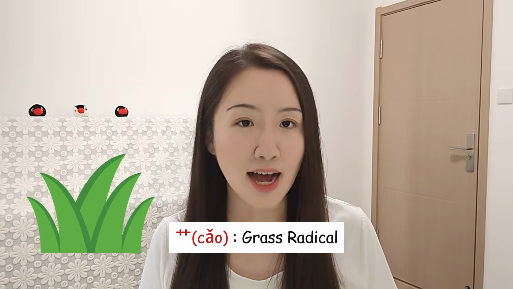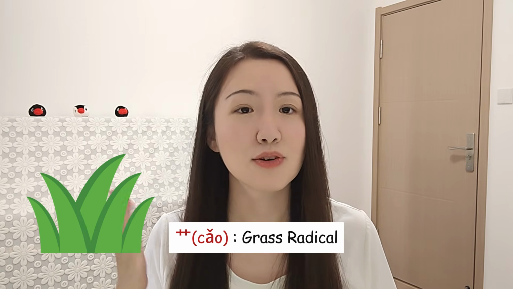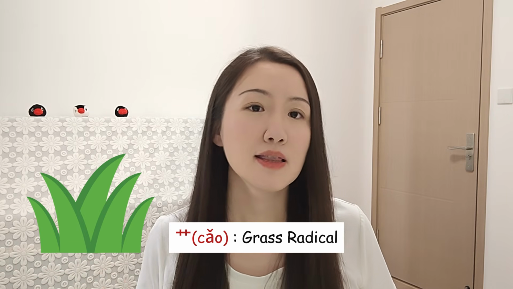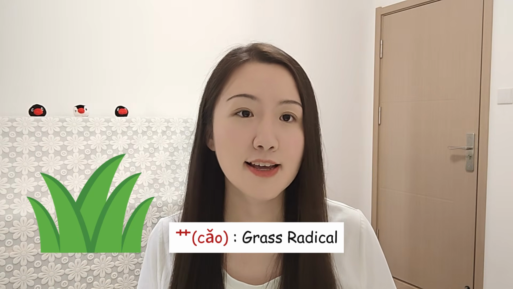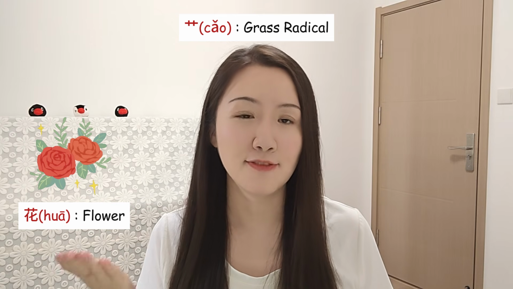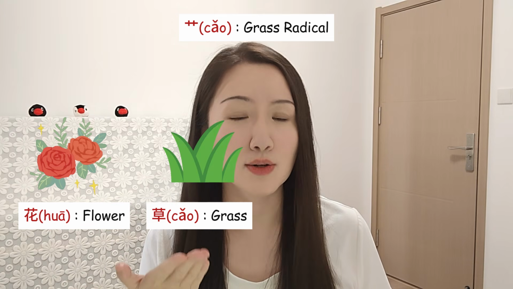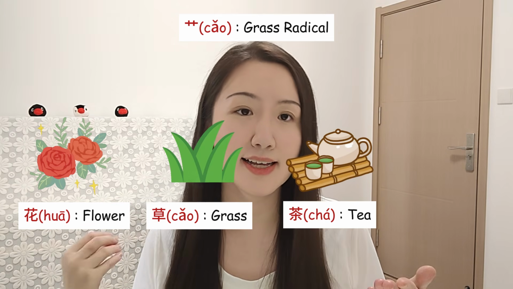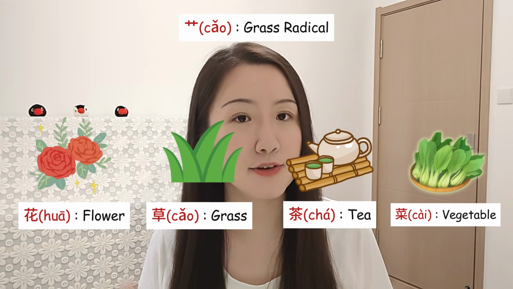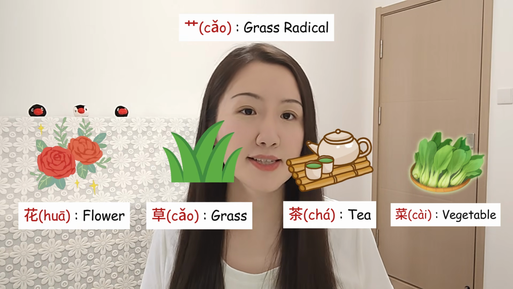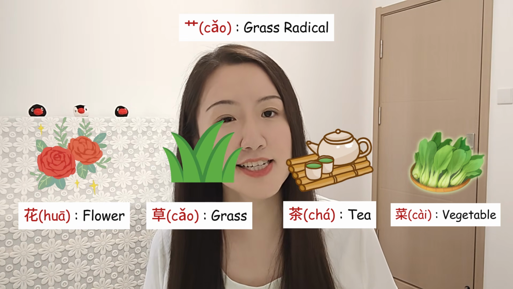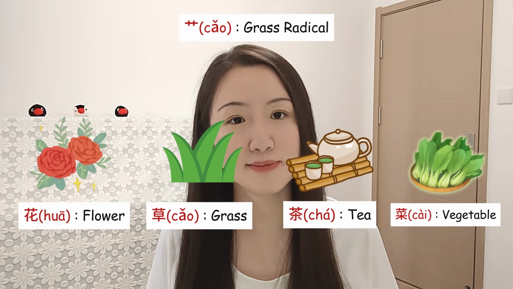Okay, now let's see the last one. 草, grass hat, grass radical. The position for the grass hat is quite stable. It's always chilling on top. And here are some examples. 花, flower, 草, grass, 茶, tea, 菜, vegetable. If you see 草, the grass radical, it's something you can probably put in a salad or accidentally step on.